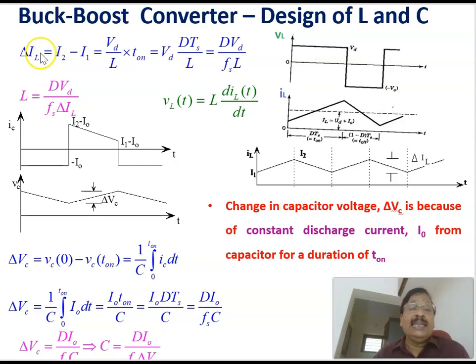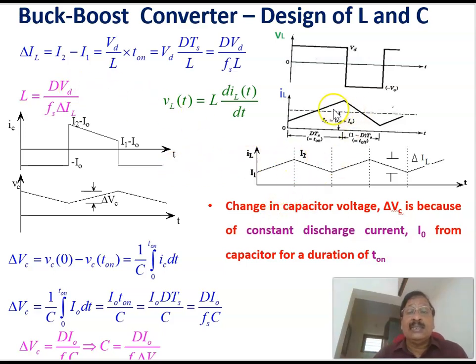Therefore, the change in inductor current equals D Vd divided by Fs into L. From this equation you can find the inductance, which is equal to D Vd divided by Fs into delta IL. So this is the value of the inductance to be connected to bring the inductor current ripple to delta IL. That is the way in which L can be designed.